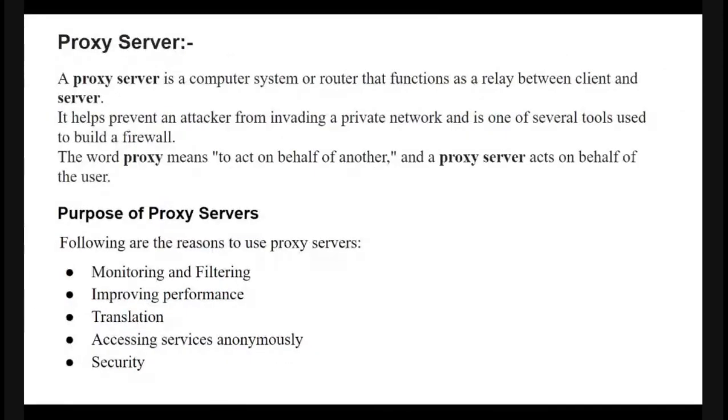The third is a proxy server. What does a proxy server do? The proxy server is a computer system or a router that functions as a relay between client and a server. It prevents an attacker from invading a private network, and it's one of the several tools used to build a firewall. Means they build a firewall. Why do they build a firewall? To prevent an attacker from invading a private network.